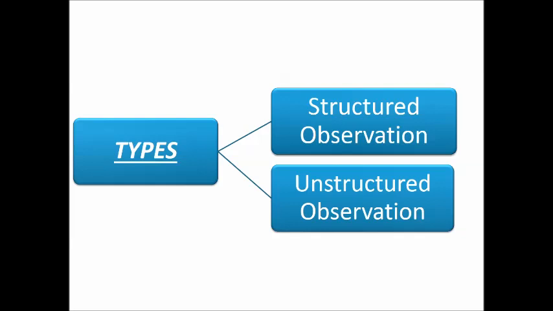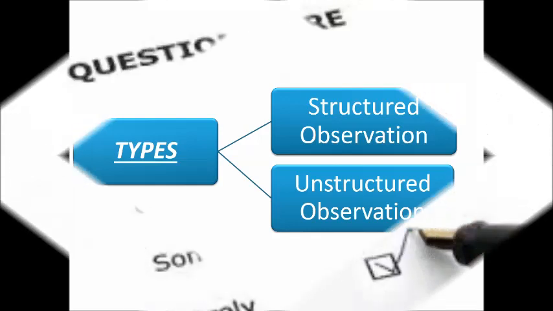Coming to the second type, the unstructured observation. In this method, the researcher does not have any predetermined sets of categories of behaviors to use. Thus, it is a relatively flexible technique. In this technique, standardization is difficult. Coming to the advantages of the observation method, the first and the basic advantage is it is possible to record behavior as it occurs. Another advantage of this method is it permits a variety of researcher perspectives or degrees of involvement with the situation being observed.